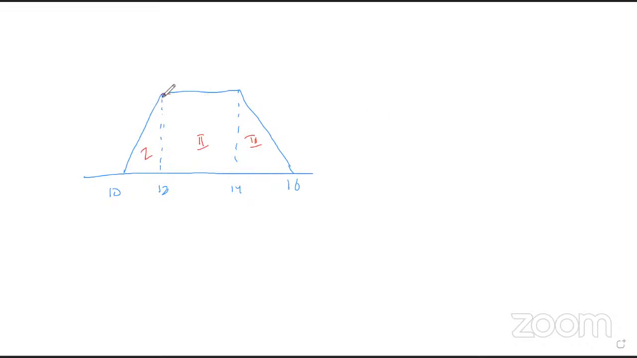So area of trapezium is half the sum of parallel sides. The sum of parallel sides would be 2 plus 6, right? So the value should be 16 and 18, not 14. The end point is 18. Okay, so it would be 16 and 18. What is the area of trapezium, anyone? Half times height times the sum of parallel sides, A plus B.